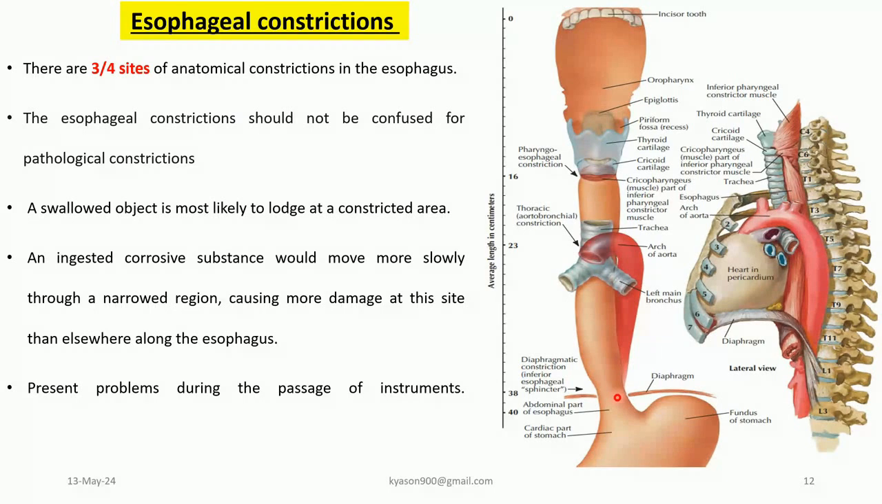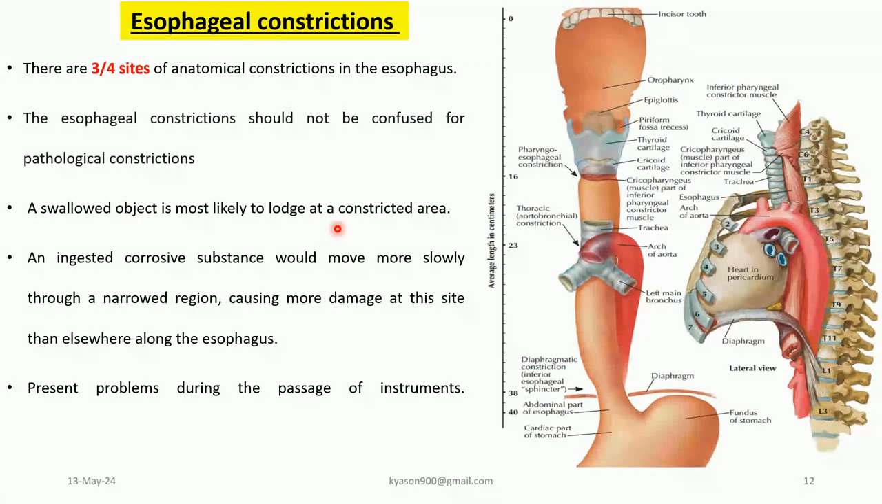Okay, so of course those are the constrictions. Those are normal narrowed areas of the esophagus. The esophagus is normally narrowed at those spots, and usually at those spots, that's where sometimes swallowed objects can lodge.